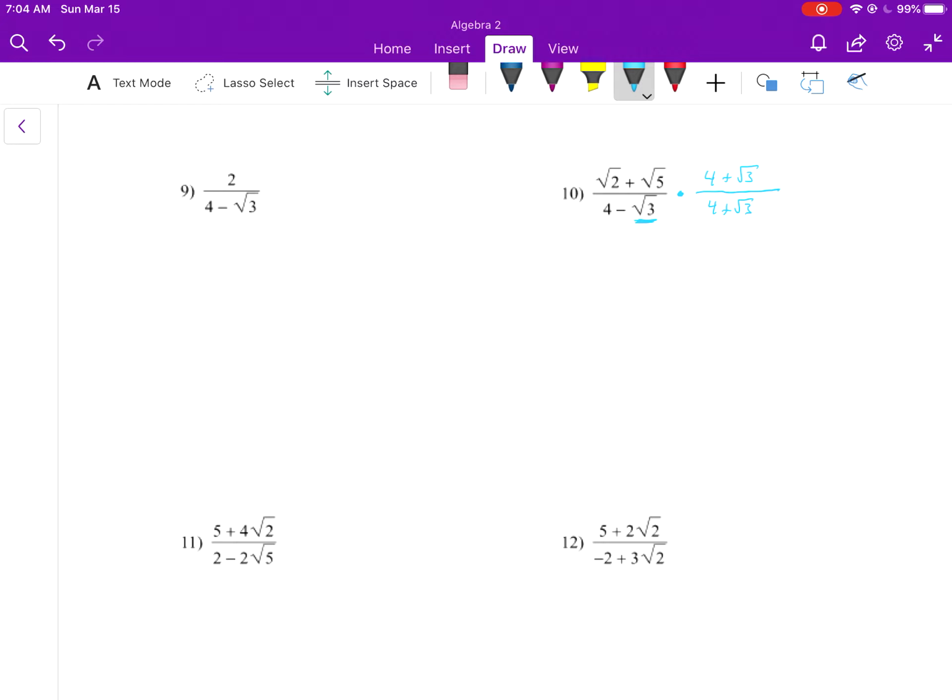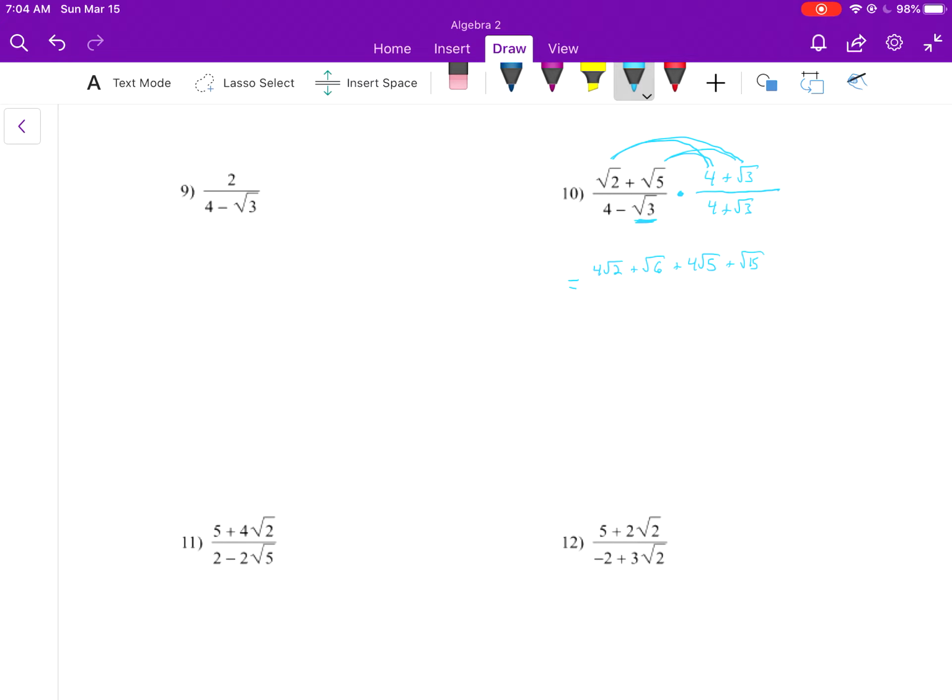And now we just have a good bit of multiplying to do. Root 2 times 4, so that's 4 root 2. Next, root 2 times root 3, those are both square roots, so that's root 6. Now we do root 5 times 4, which is 4 root 5, and root 5 times 3, which is root 15. So we multiplied all those out.